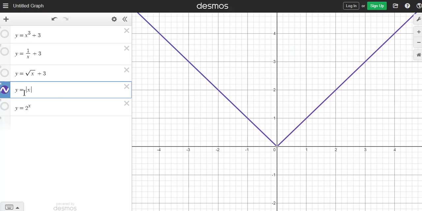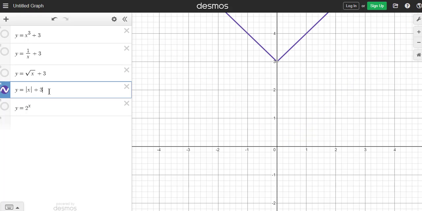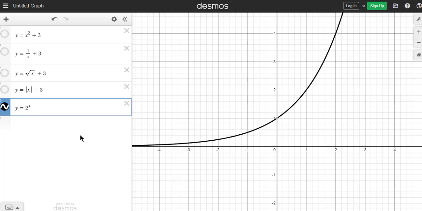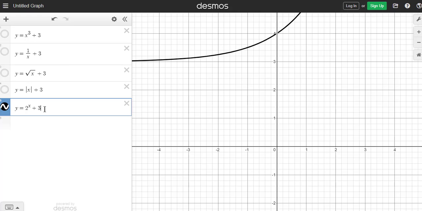What about our absolute values? What are we going to do? Yep. On the outside plus 3. Look at this. Man, you guys got this all figured out, right? Then we got our little exponential growth. If we want to move it up 3, what are we going to do? Plus 3. And it moved it up 3, right? Very cool. Yep.